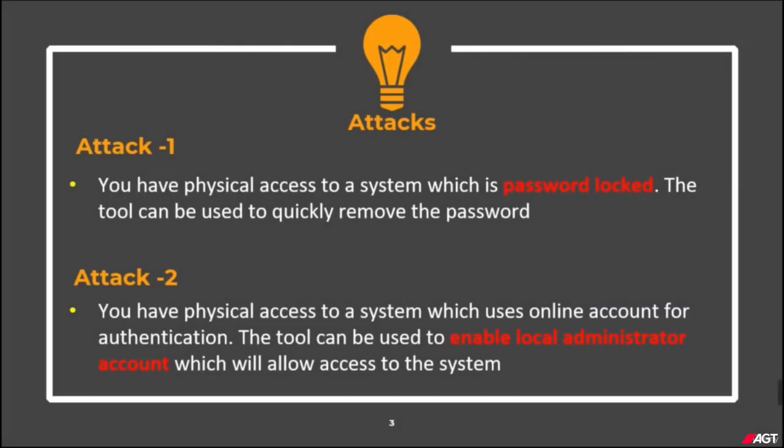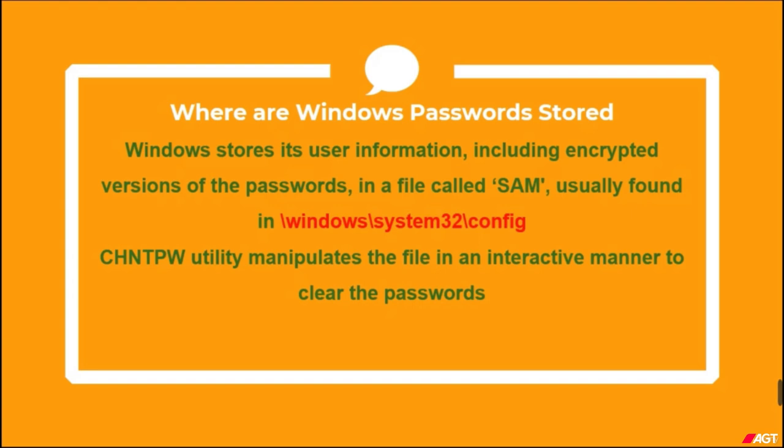Now, this tool can be used in two attack scenarios. In scenario 1, you have physical access to a system which is password locked. This tool can be quickly used to remove the password. In scenario 2, you have physical access to a system that uses an online account for authentication, such as an email account. This tool can be used to enable the local administrator account on the PC, which will allow access to the system.